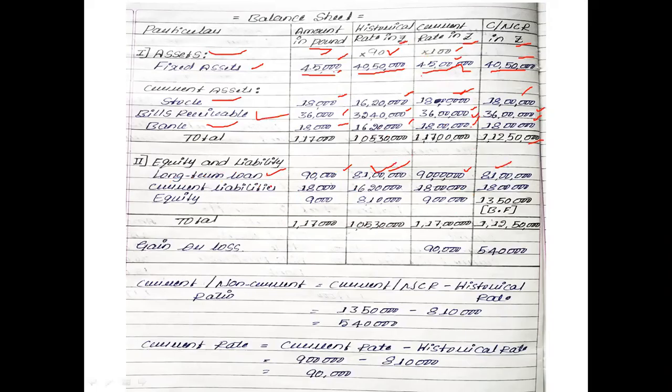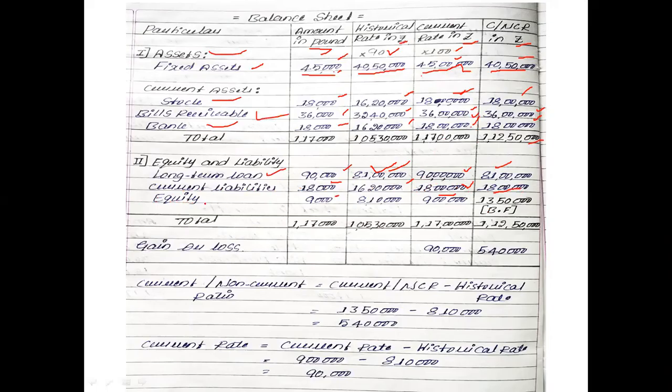Then current liabilities, obviously a current item, 18,000 pounds. Converting at the historical rate, 18,000 into 90 is 16 lakh 20,000 rupees. Converting at the current rate, where 1 pound equals 100, 18,000 into 100 is 18 lakh rupees. This is also a current item, so it should be taken at the current value, 18 lakh rupees. Next, equity. Equity is 9,000 pounds.